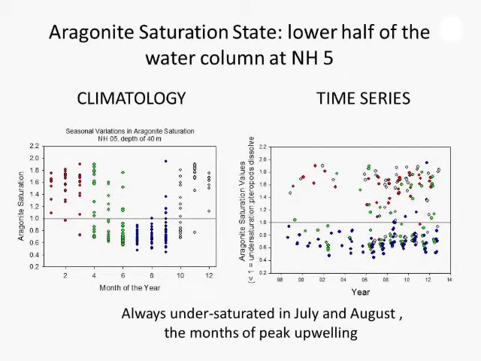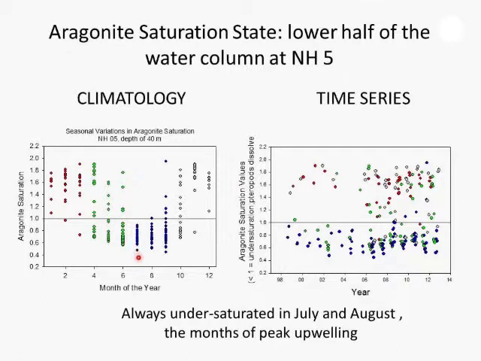Aragonite saturation is shown on this graph on the y-axis, and this is a value of 1. Any value below 1 will cause these little shells to dissolve. This is the month of the year, and this is the climatology. This is all the data we've ever taken in any July between 1998 and this past year. This is the deep water off Newport, Oregon, and every value in July is below 1. That means these shells, if they're in this water, are going to dissolve.